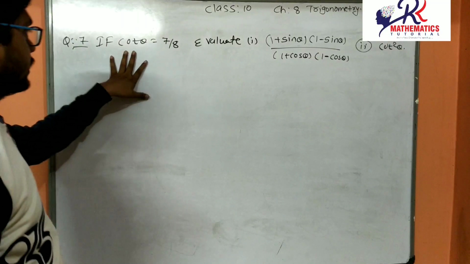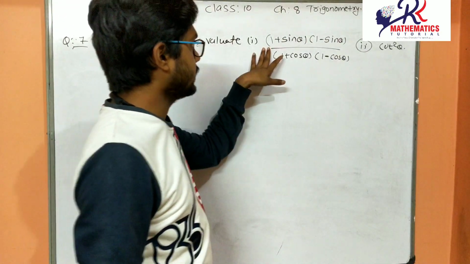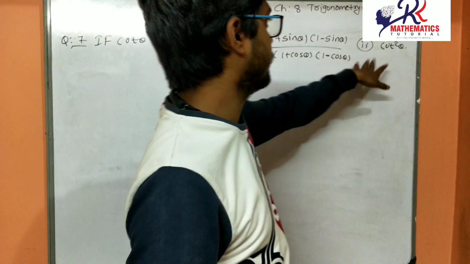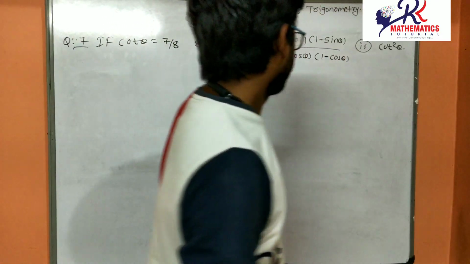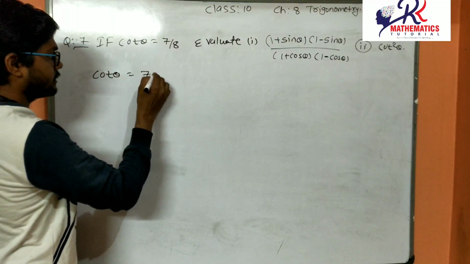Question 7. If cot theta is equal to 7 by 8, evaluate. Here two questions are given. The first one is (1 plus sin theta) into (1 minus sin theta) divided by (1 plus cos theta) into (1 minus cos theta), and the second one is the value of cot square theta. So here cot theta is given as 7 by 8.